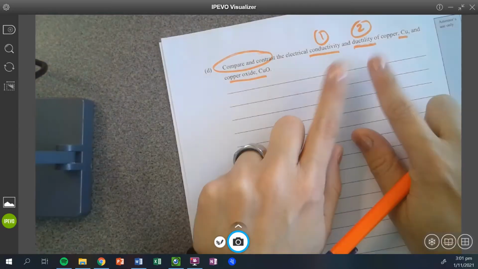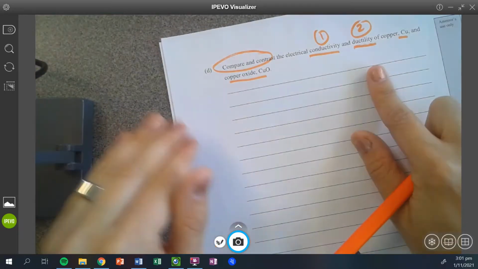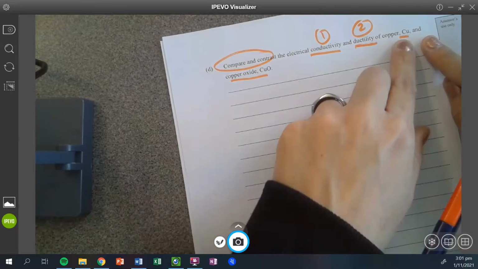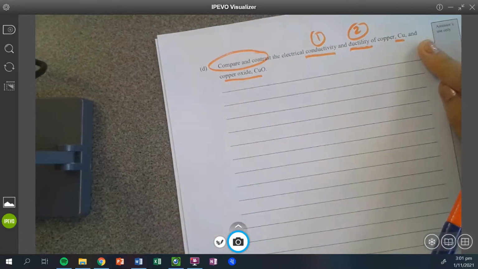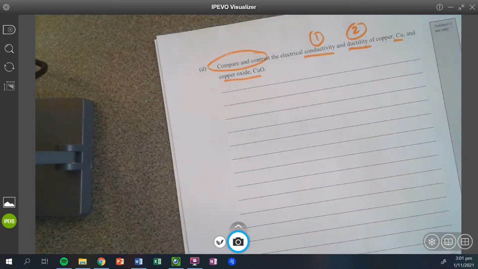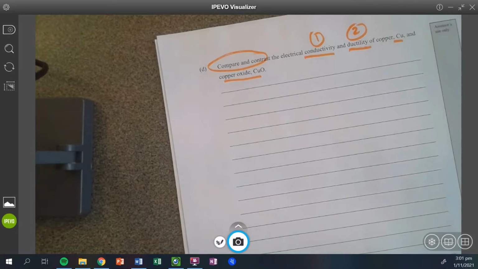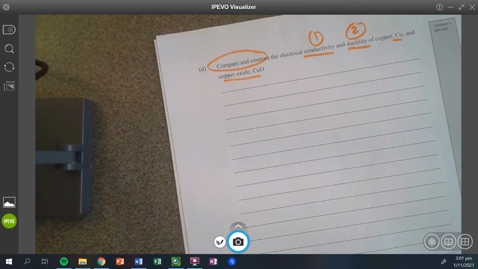That's probably a better way to go about answering this question to make sure you get those excellence marks. Because if you just wrote all about copper first and then all about copper oxide second, it doesn't give you that breathing room to do that compare and contrast. So you're better off grouping them by properties instead of grouping them by the substance when answering that one.